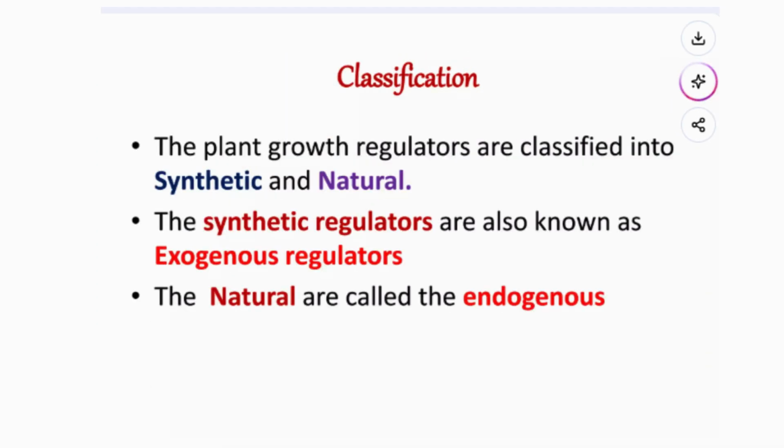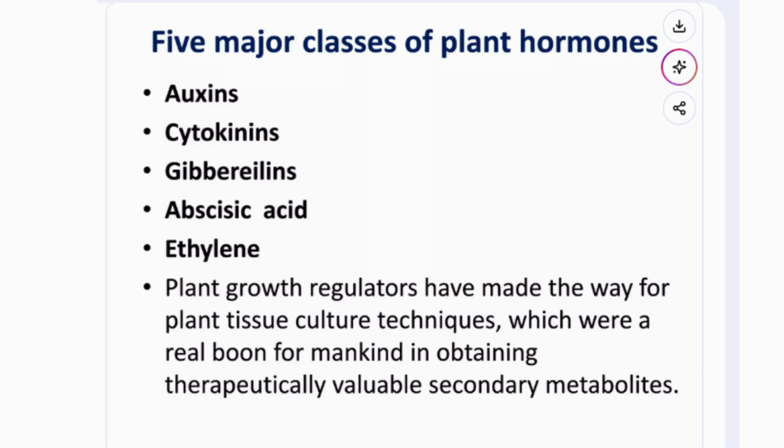So then the classification: plant growth regulators are classified into synthetic and natural. The synthetic regulators are also known as the exogenous regulators. The natural are called the endogenous regulators. The major classes of plant hormones are auxin, cytokinins, gibberellins, abscisic acid, and ethylene. These plant growth regulators have made the way for plant tissue culturing, a technique which is a real boon for mankind in obtaining therapeutically valuable secondary metabolites.